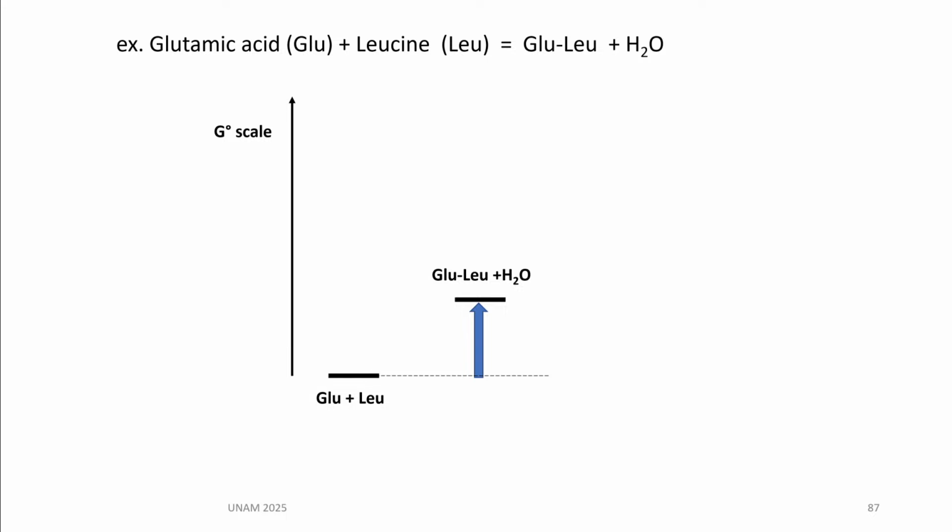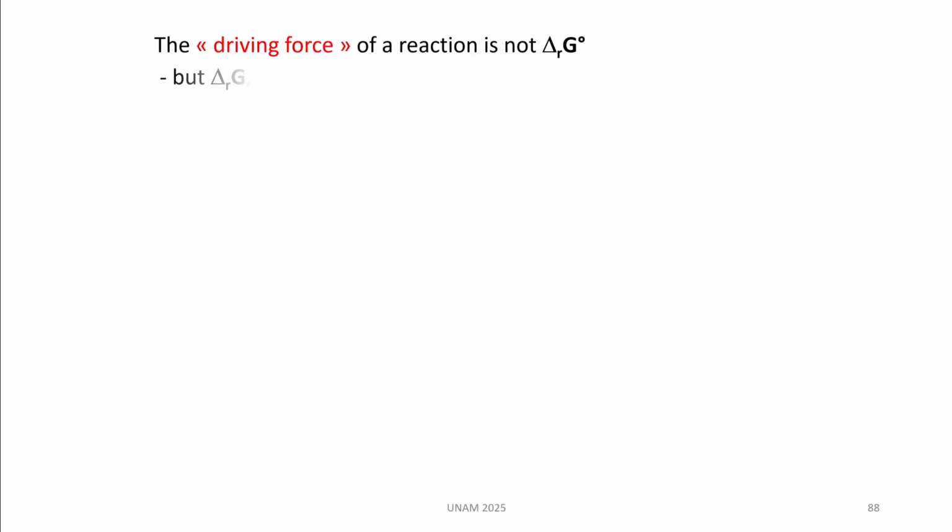GLU-LEU, from the separate amino acids, I just check their molar free energies, and this is the delta G0. You see, it's positive, although not by a lot, and that means that this reaction will be disfavored. Maybe a few molecules will react, but the vast majority will not. I will stay with the monomers. Okay, that may be a question of concentration.